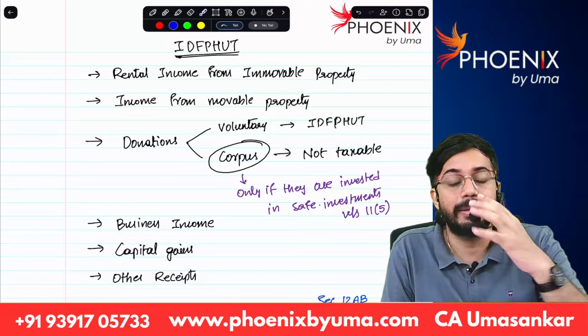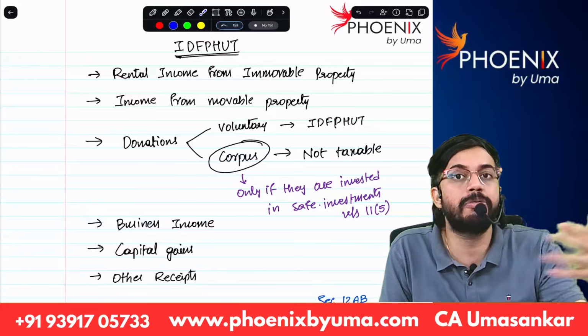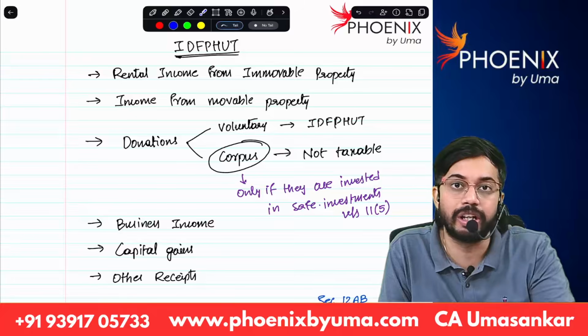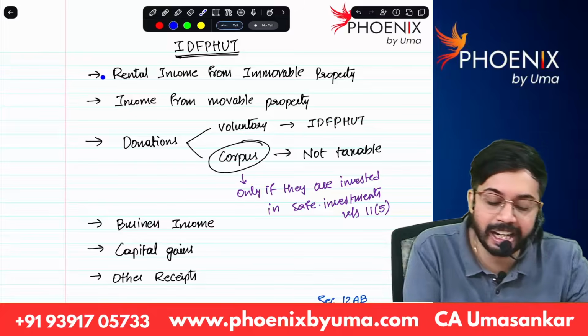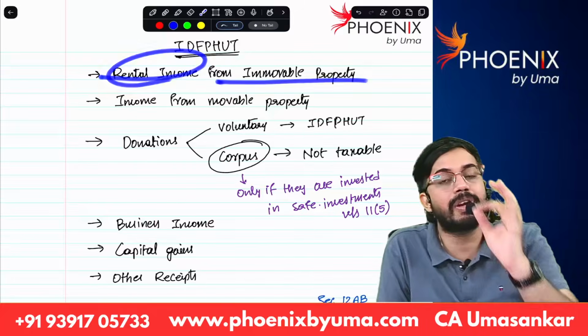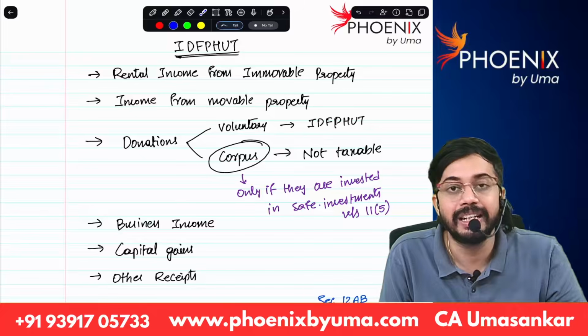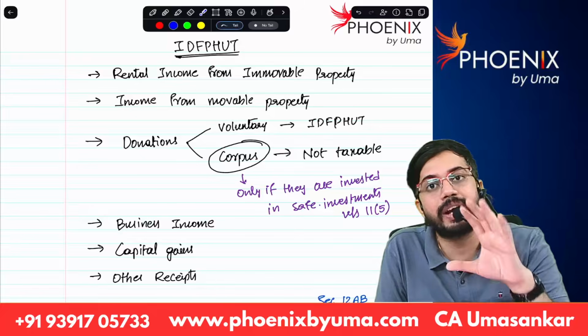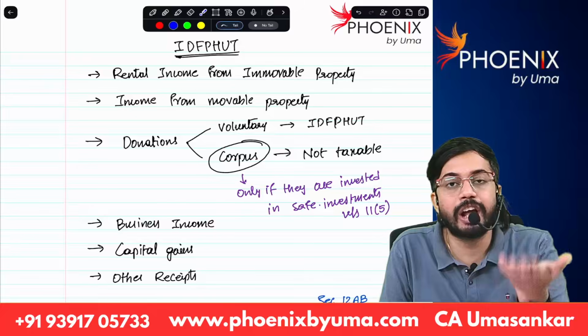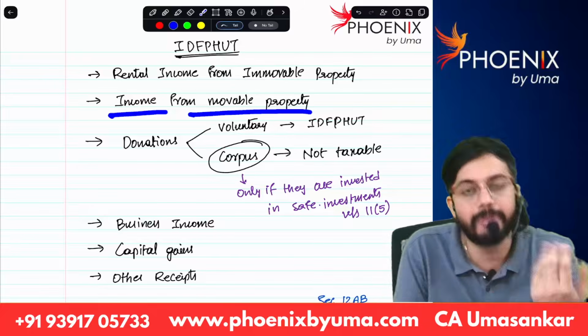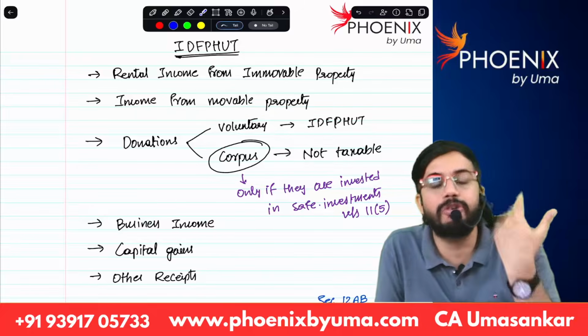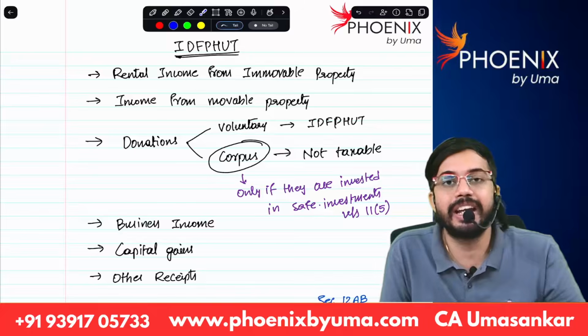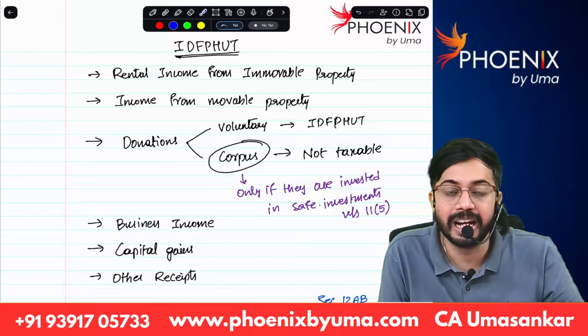Many trusts will have immovable properties, buildings, function halls. From them, if any rental income is received, that rental income from immovable property will be treated as income derived from property held under trust. Not only income from immovable property, if any income is received from movable property, even income from movable property is also treated as income derived from property held under trust.